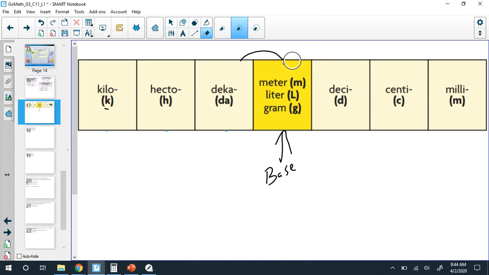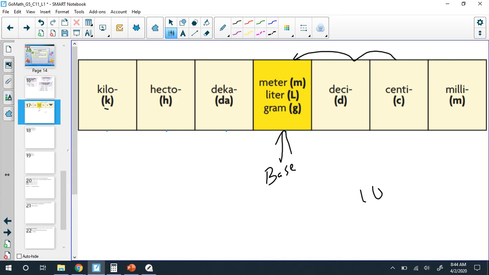And that helps us to be able to remember the order of these. Now, the reason why it's so important that we remember the order is because the metric system is a base 10 system. That means that every time we move from one unit to the next, we are moving by a factor of 10. So if we're going from, say, centiliters to liters, a liter is 100 times bigger, or 10 to the power of 2 times bigger, than a centiliter.